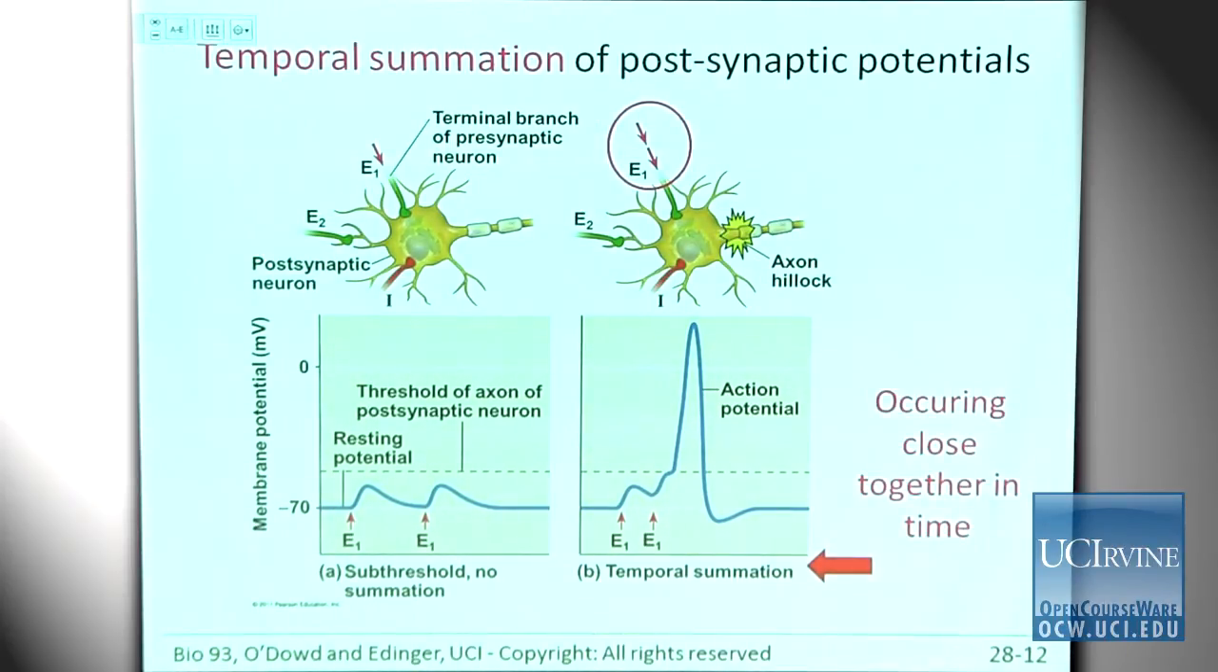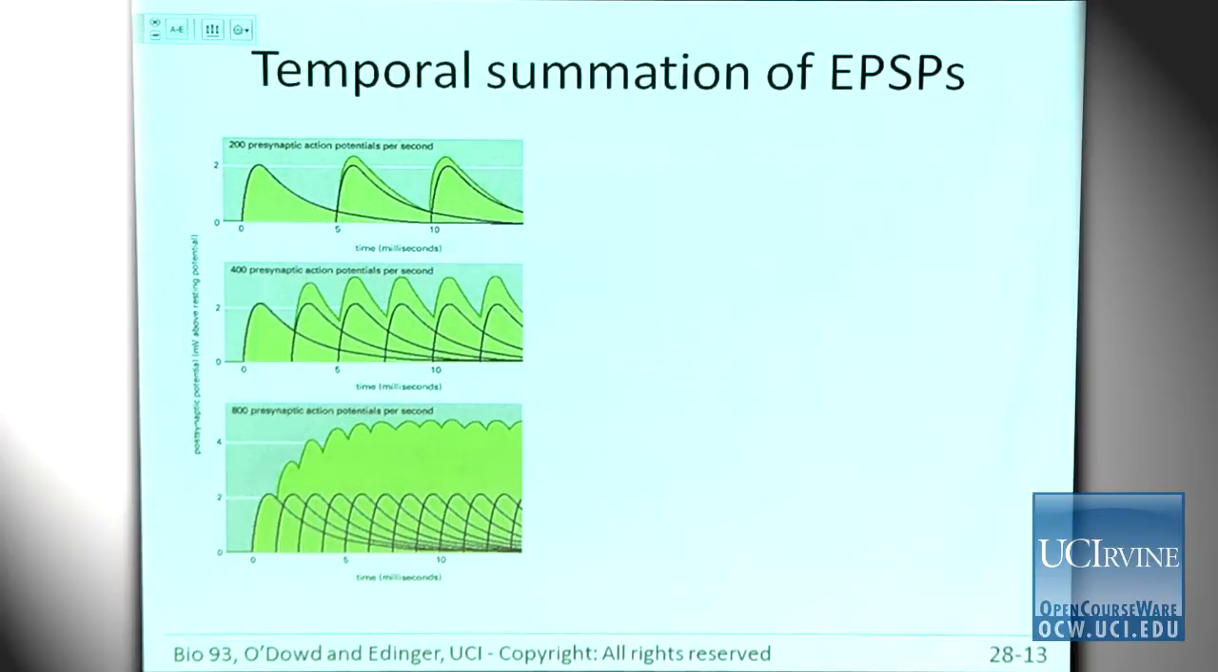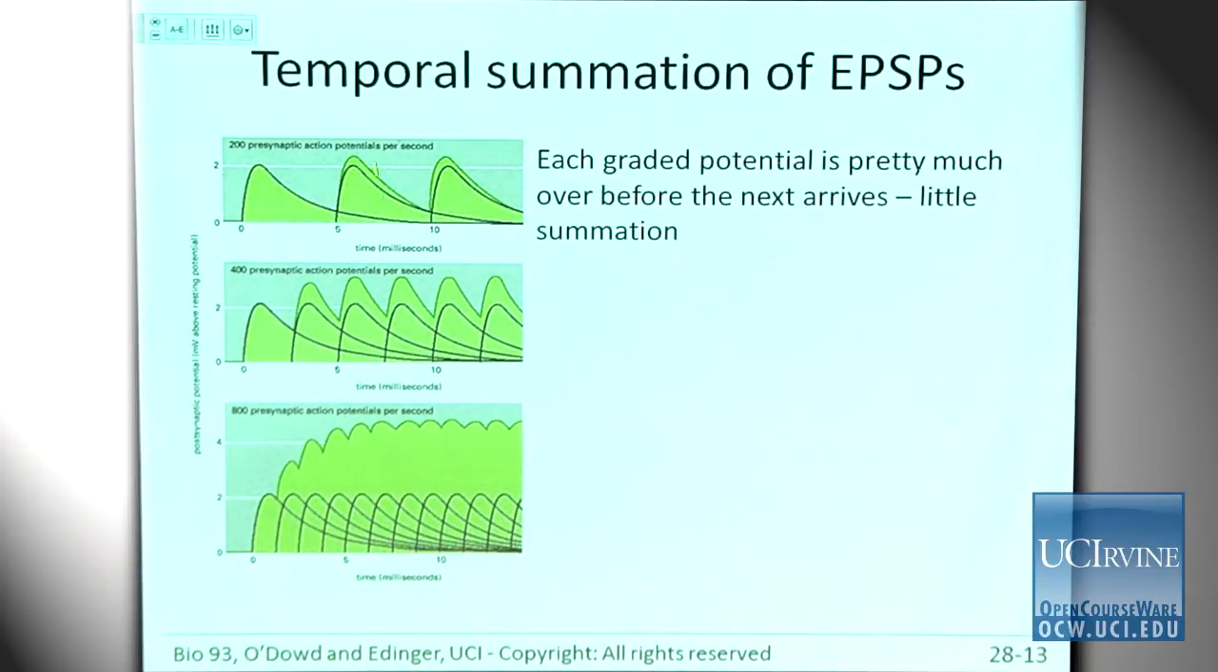Temporal refers to things that happen in time. So temporal summation means that two signals come close together in time, and so their effects are additive. This is another presentation of the same idea. So here we have EPSPs arriving at the postsynaptic cell, and they're causing graded potentials, small depolarizations. And here we have 200 presynaptic action potentials per second. By the time the second one comes, the first one is pretty much decayed, so there's not much being added here. The green is showing you the summation, little summation at this frequency.